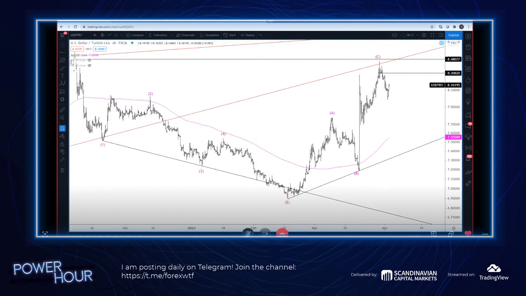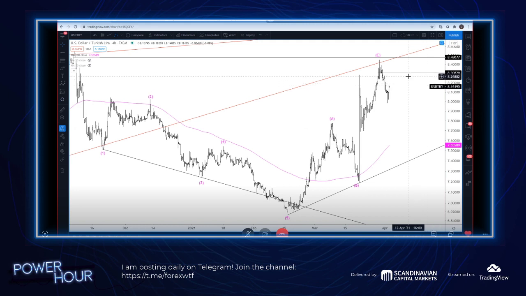So that is a great trade idea here with Turkish Lira, looking to sell the dollar against the Turkish Lira into 827 or so.